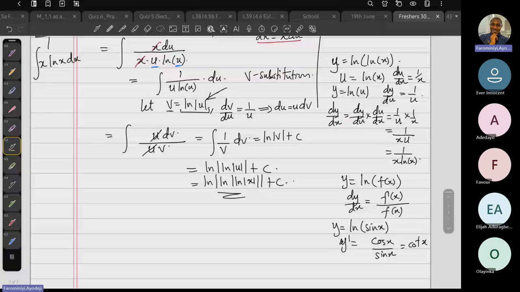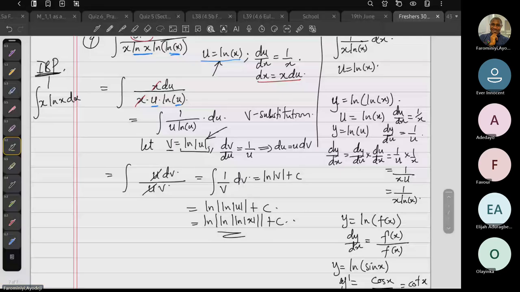Is there anybody that does not understand that? Is it clear? Yes, it's clear, sir. Okay. But can you come again, sir? Which part? Natural log of x plus c.